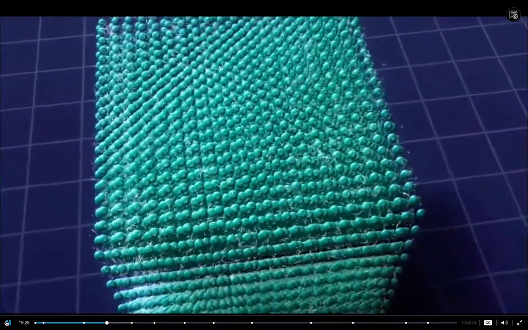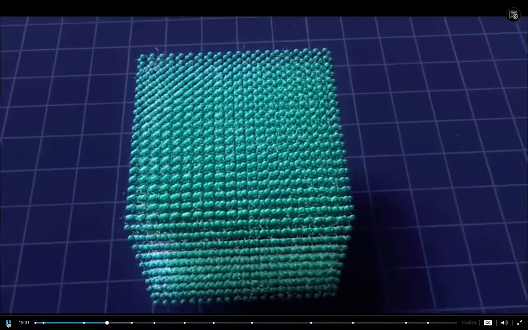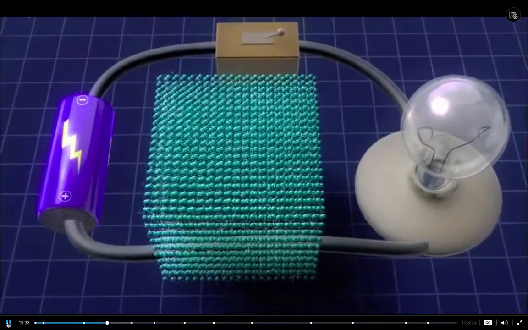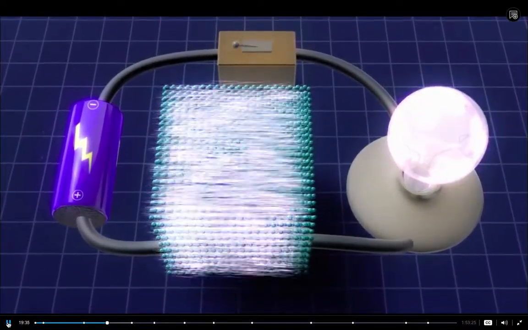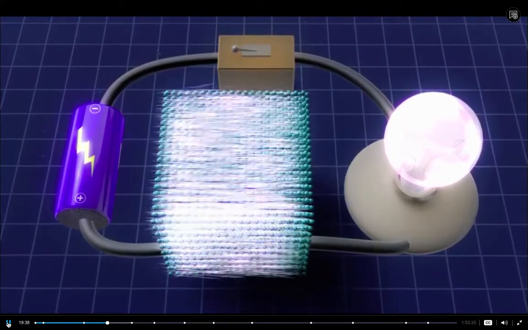It's these free-flowing electrons that make metals conductive. When placed in a circuit, the negatively charged particles line up and flow as an electric current.